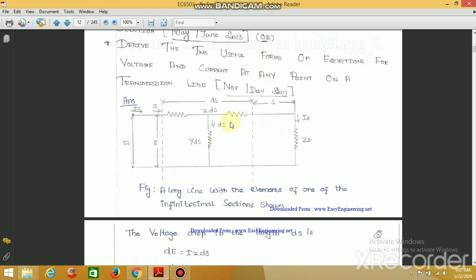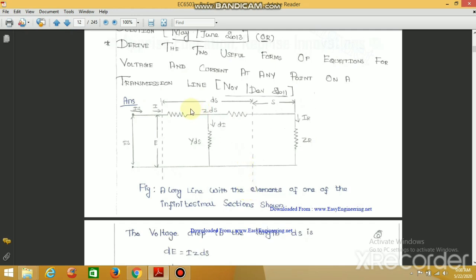The parameters, especially resistance, inductance, capacitance, are distributed over the transmission line. That is, R, L, G, C are distributed in this transmission line, and the parameters R, L, G, C are considered to be the primary constants, from which we can derive the secondary constants. So this is the long line with elements of one infinitesimal section.